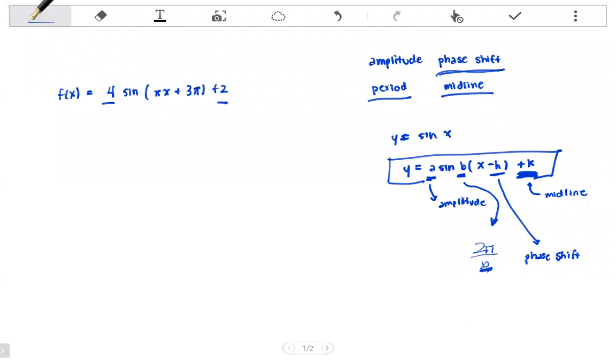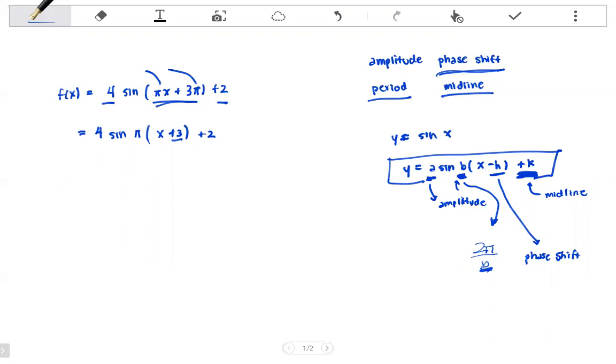What can we do? Well, we can factor a pi out from this, right? Pi x plus 3 pi. Can we factor a pi out? So 4 sine, and if we factor a pi out, what are we left with? Sine pi times x plus 3, right? Plus 2, like that. If we factor it out, do we have a b? Yeah, we do, right? This is our b, and our h is here too, right? So we have a, b, h, and k.